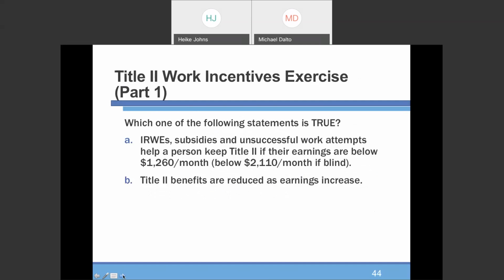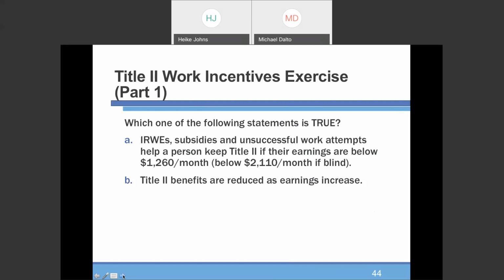So here's an exercise involving Title II work incentives. You want to pick the one statement out of the following that is true. Only one is true. A, IRWES, subsidies, and unsuccessful work attempts help a person keep Title II if their earnings are below $1,260 a month or below $2,110 a month if they're blind.